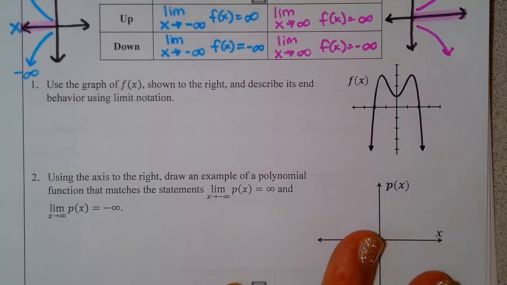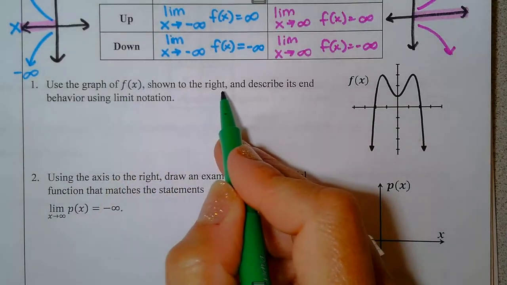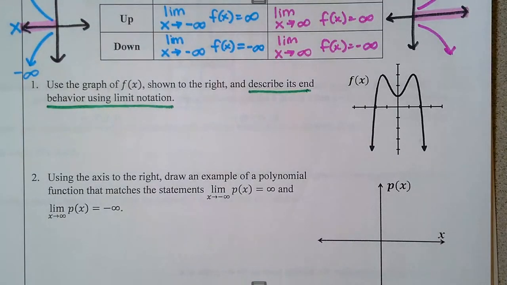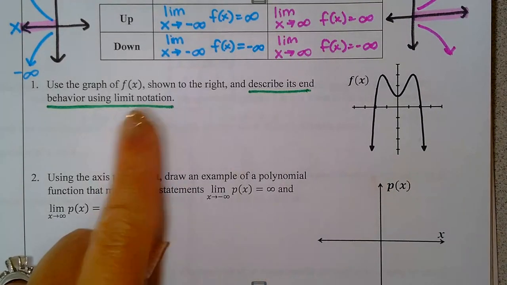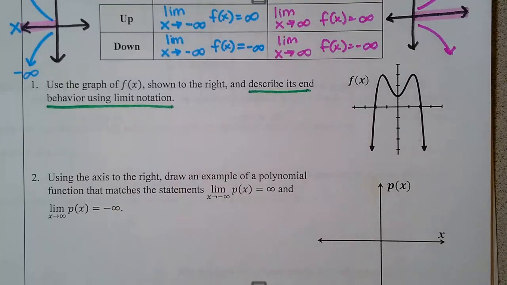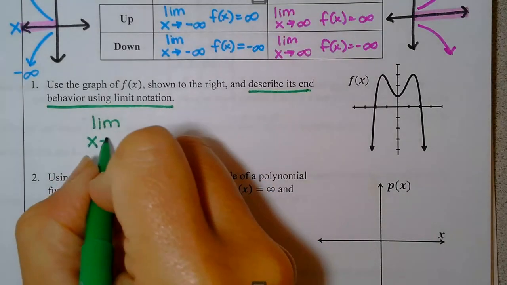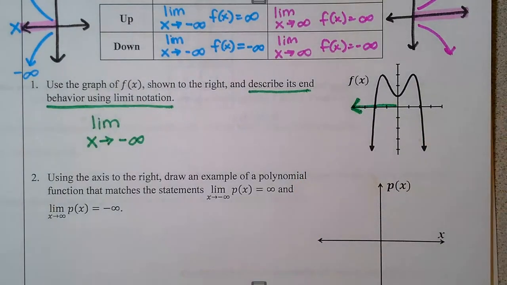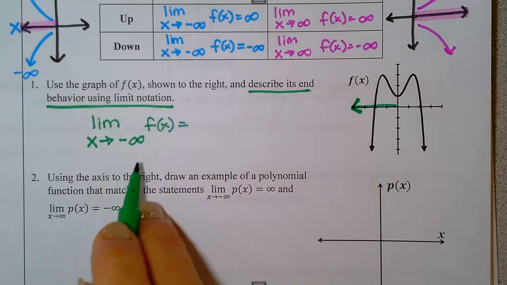But here's an example. Use the graph of f of x, shown at the right, and describe its end behavior using limit notation. That's what it's going to say. End behavior is my little arrows. Limit notation is this whole LIM thing. So we're going to start with limit of x to negative infinity. That is right here. As x goes to negative infinity, this is f of x. What does f of x do?